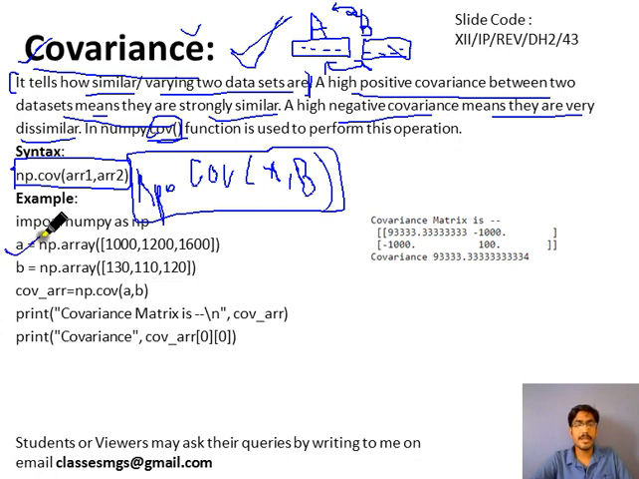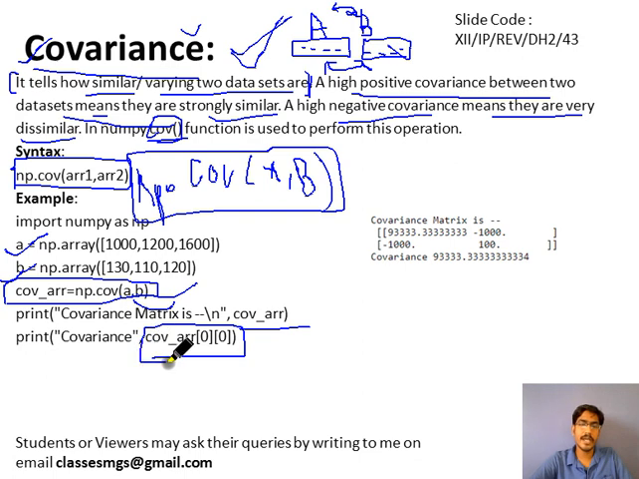If you see an example, you will create a numpy array A, create a numpy array B, and then write this code to calculate the covariance. np.cov(a, b): two data sets will be passed, and it will return a covariance matrix. If you want to see the covariance, you look at the index 0, 0 position of the cov array, which is the covariance of these two data sets. Highly positive means these two data sets are very similar. Similar in the sense like 120, 120, 100, 100. This is the way it shows that they are very similar.